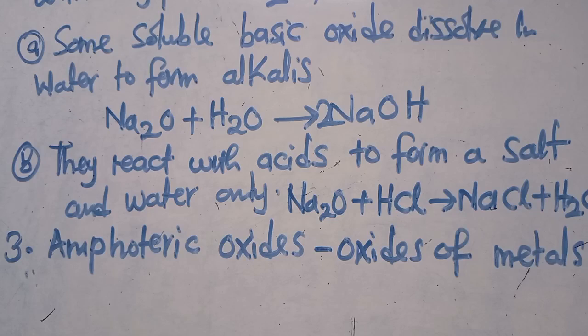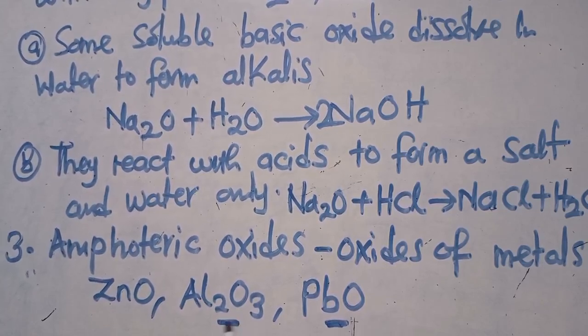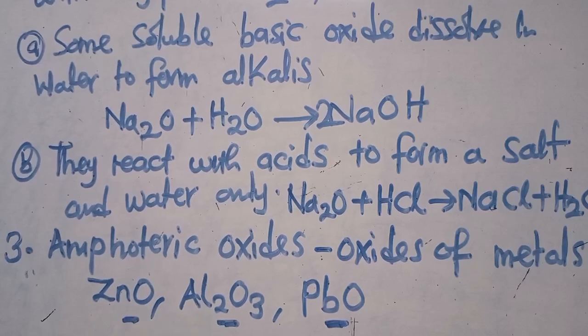But these ones are somewhat limited. For example, zinc oxide is an example. We've also got aluminum oxide, and we also have lead(II) oxide. These are examples: this is lead(II) oxide, this is aluminum oxide, and this is zinc oxide. This is how they are.